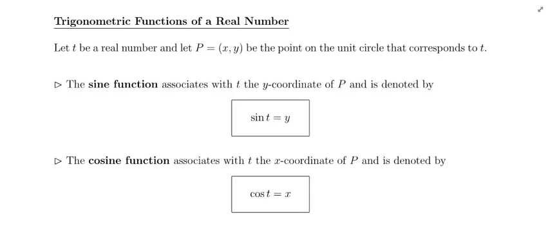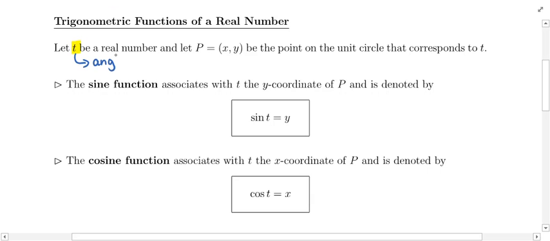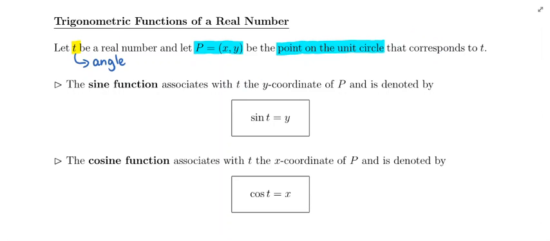On page 2, we are going to review the trigonometric functions of a real number. We are going to let t be a real number, and the point P, which has coordinates x, y, we're going to let that be the point on the unit circle that corresponds to t. Going into this, I need you to realize that t is an angle, and P, which has coordinates x, y, is a point on the unit circle that corresponds to the angle t. This is how the 6 trigonometric functions are defined in terms of the unit circle.